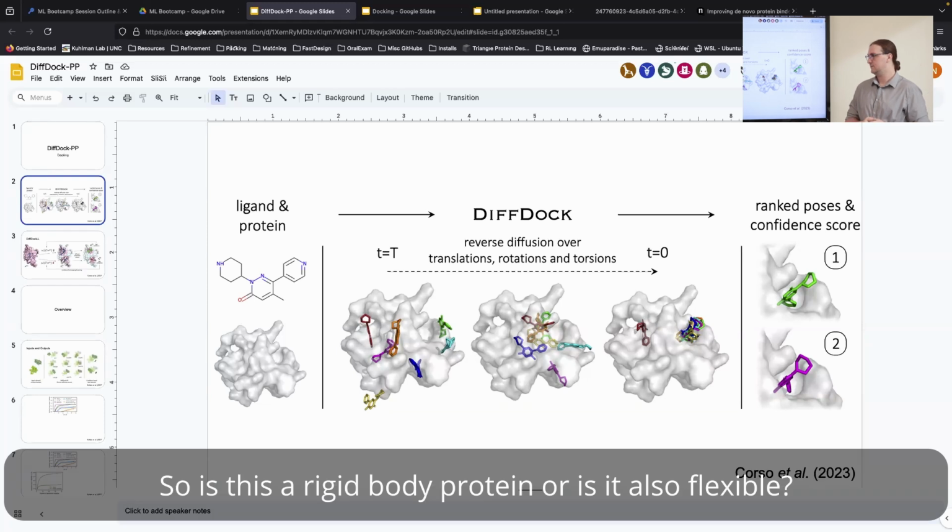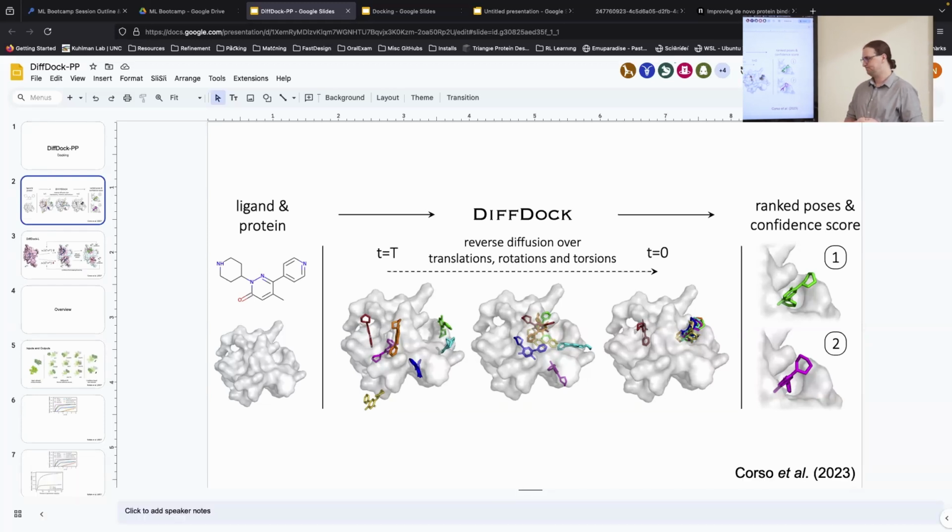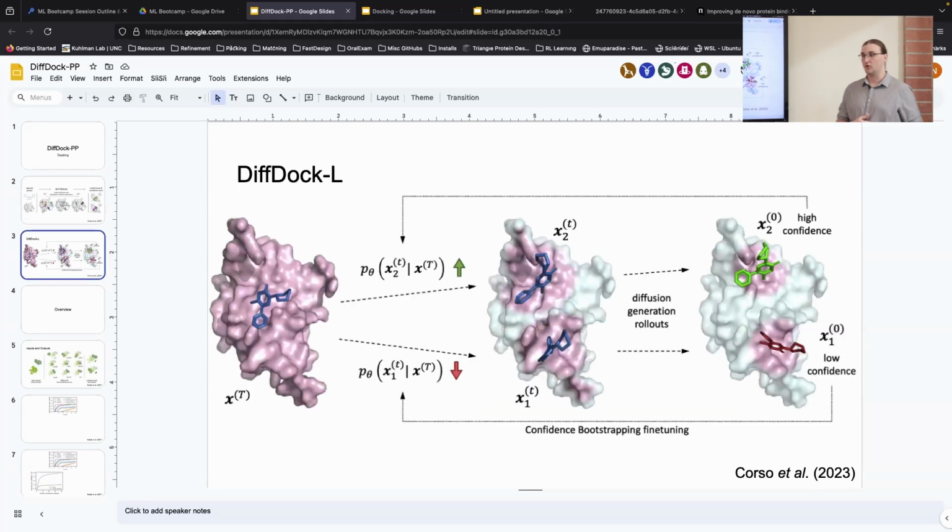Is this a rigid body protein, or is it also flexible? The protein itself is rigid. The small molecule is flexible, though. Okay. They have made an extension on this that performs even better.